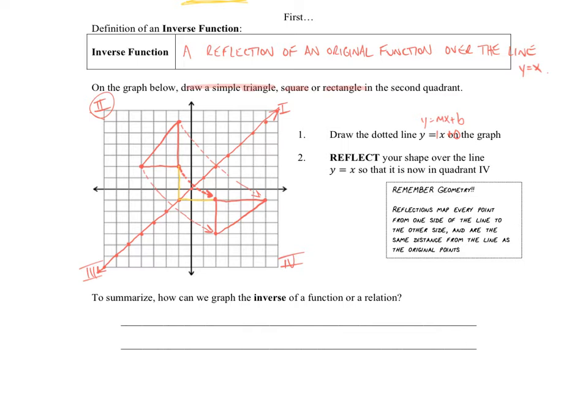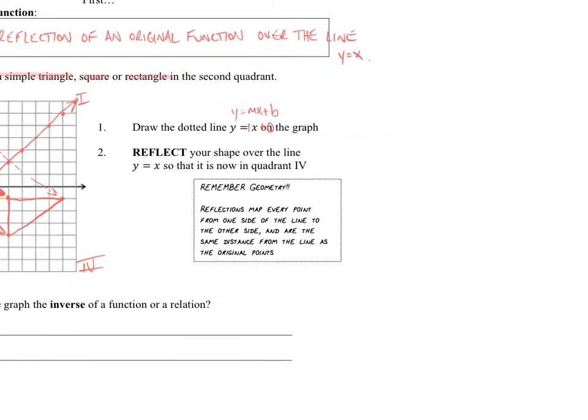At the bottom, it says summarize how we can graph the inverse of a function or a relation. That's just you rewording what we just did in your own words so that you remember in the future. So I'm going to leave that space up to you. Make sure you fill that in, because these are your notes and you want to remember how this was done. All right, moving on to page 2.